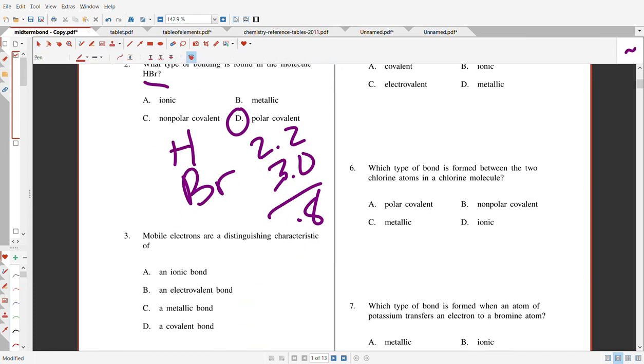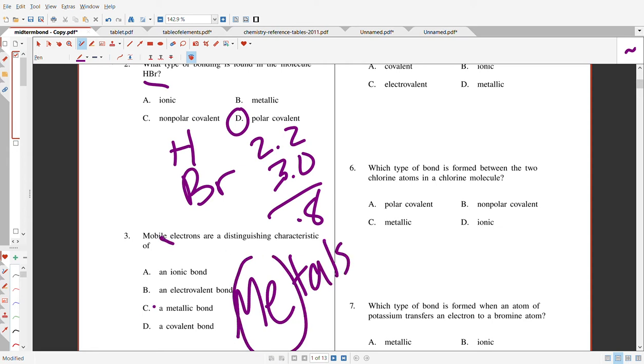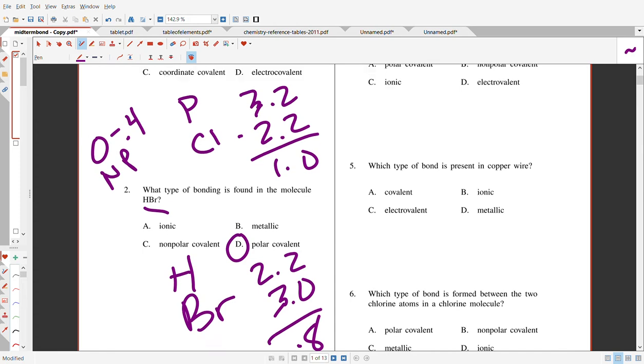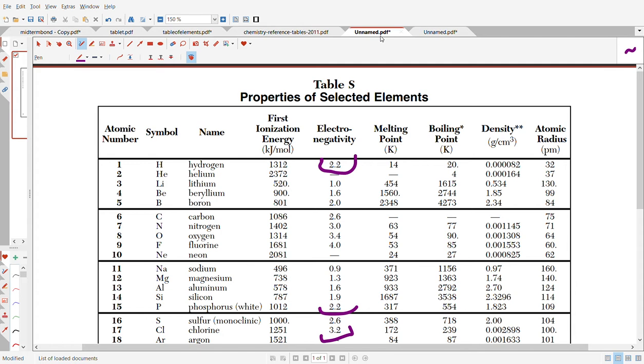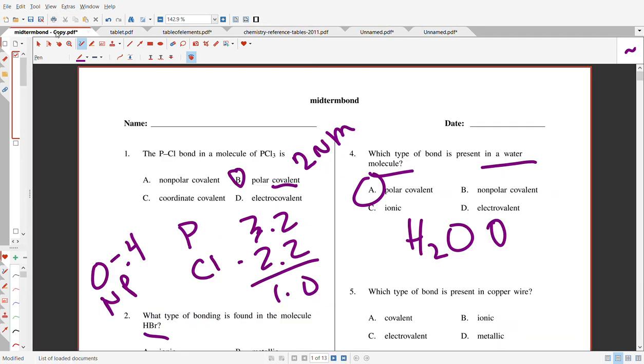Mobile electrons. Right in the word metal. Metals conduct due to mobile electrons. Good. What type of bond is in water? Well, water's H2O. I know water's polar, but anyway, you look up the electronegativity value, so you go to table S, because when they want bonding, that's what you do, and here it's 3.4. H is 2.2, and then you do 3.4 minus 2.2, so you get 1.2, so you know polar is like 0.4 to 1.7, the difference.